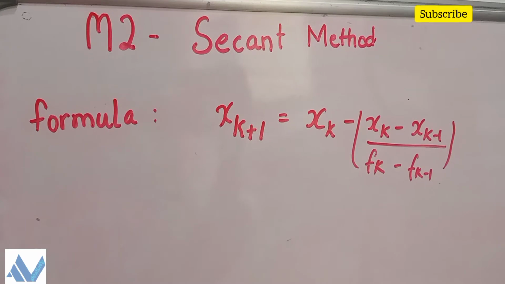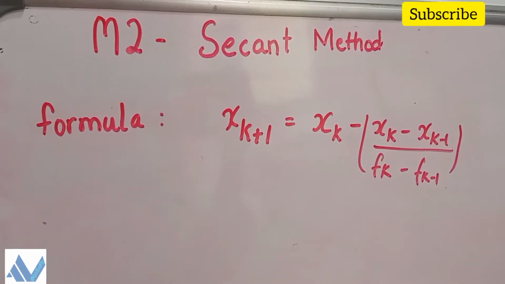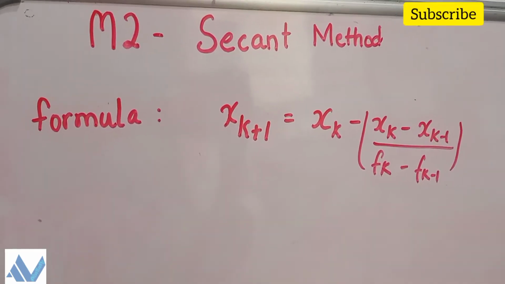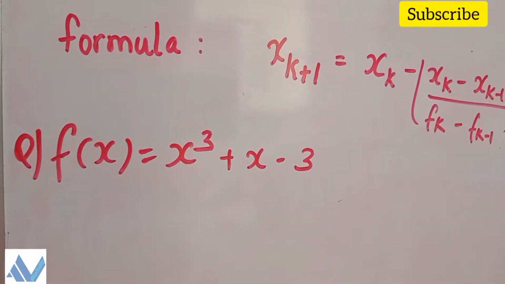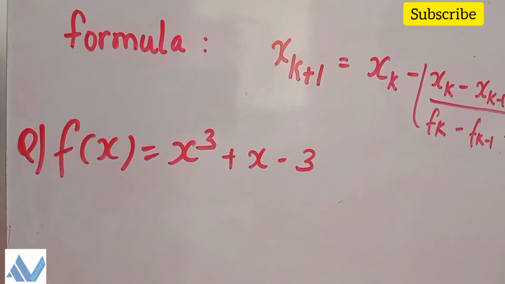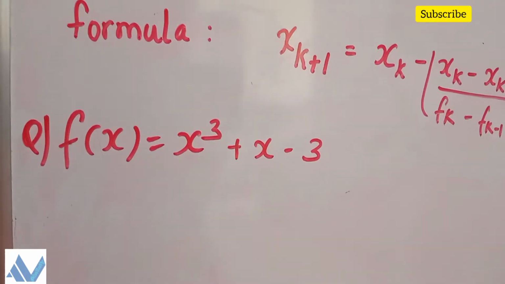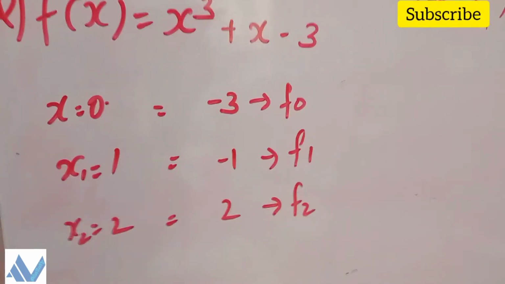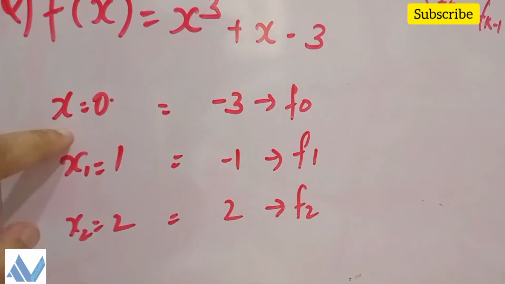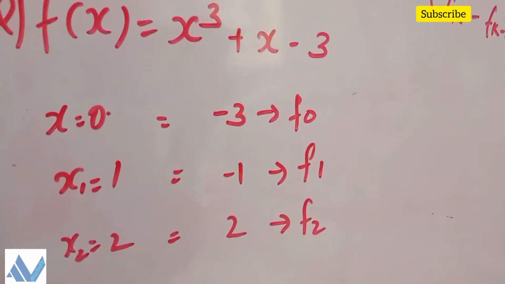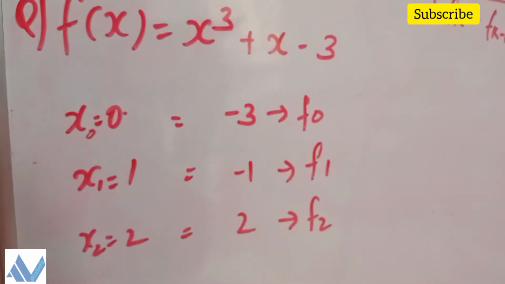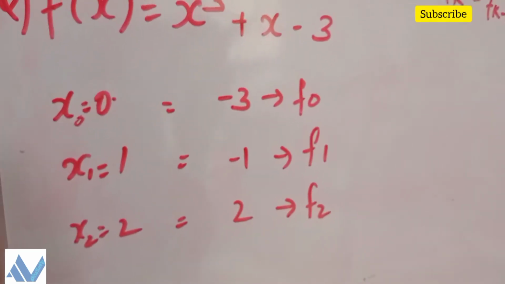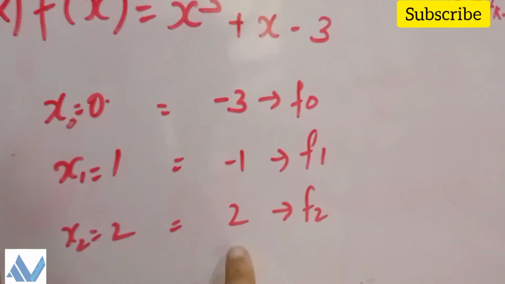So today we learn method 2, that is the secant method, and this is the formula. Now let's begin by substituting 0 and finding out the values. So when we substitute x equal to 0, that is x0, we get minus 3, so that becomes f0. x1 is 1 and minus 1, that is f1. x2 is 2 and 2, which is f2.